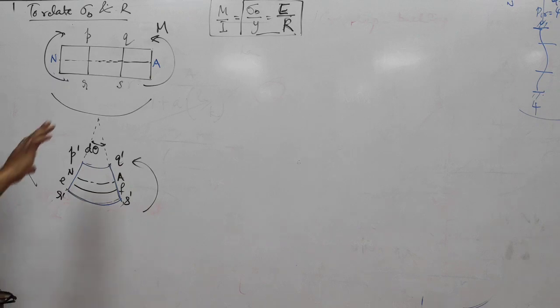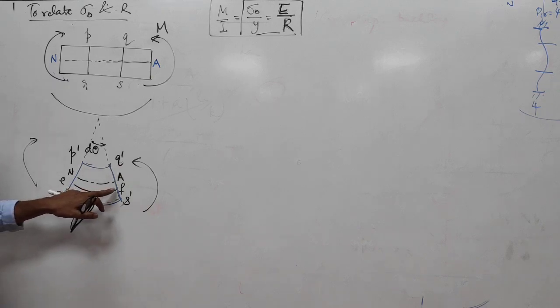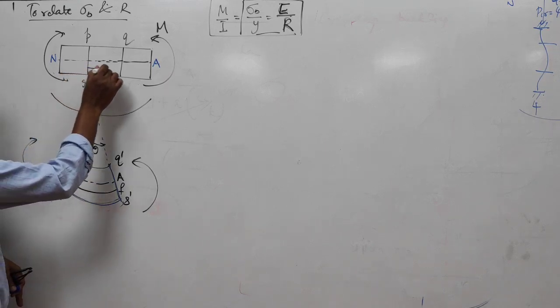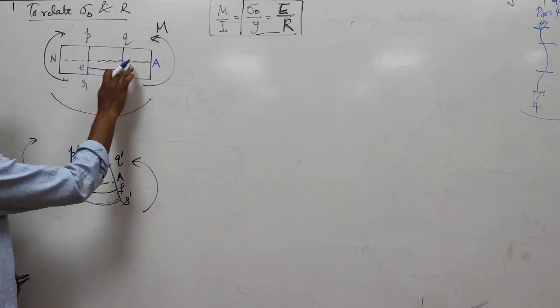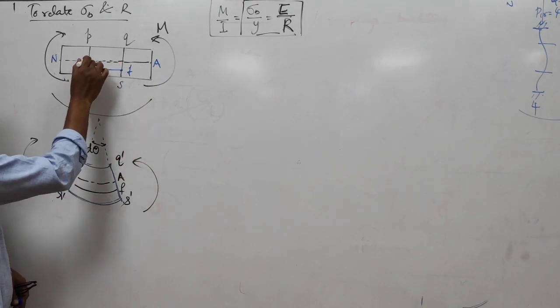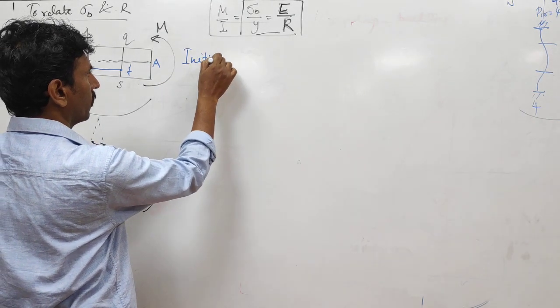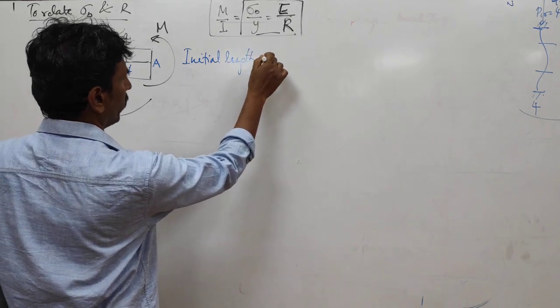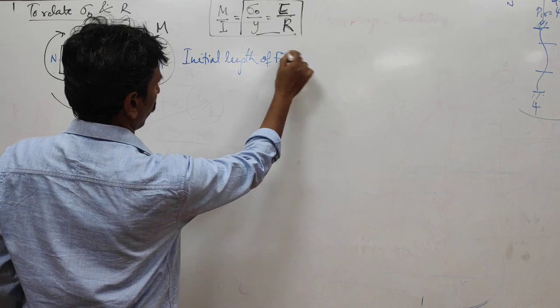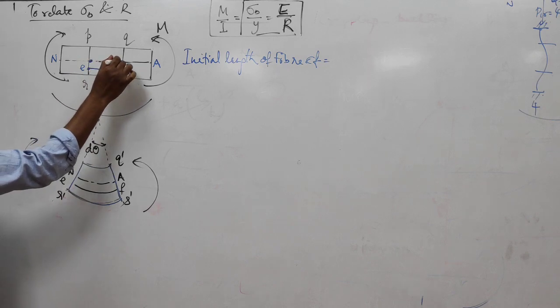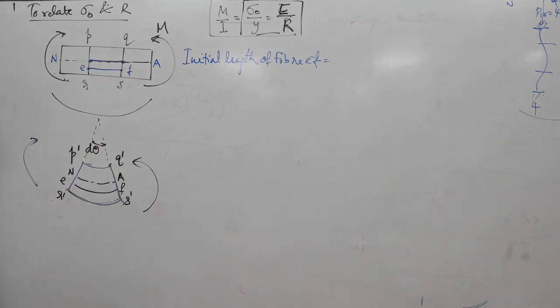So for that, we need to find the relation between the strain of this member to find the stress here. What is the initial length of the fiber EF? Let us consider this fiber EF here also, before bending. Please write this: initial length of the fiber EF. The length of the fiber is equal to the length of the neutral axis in this element.